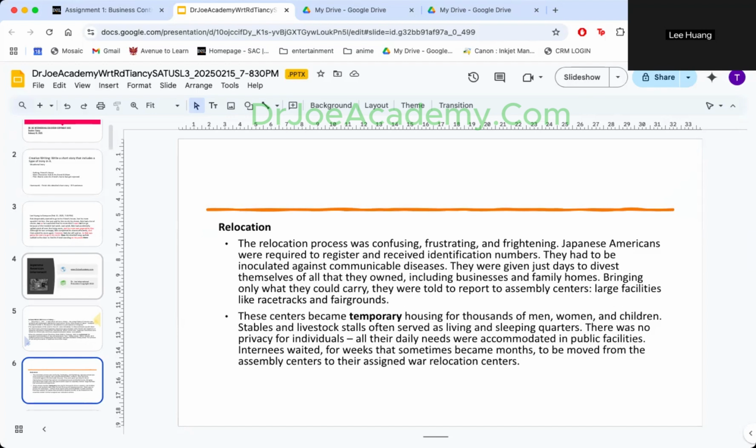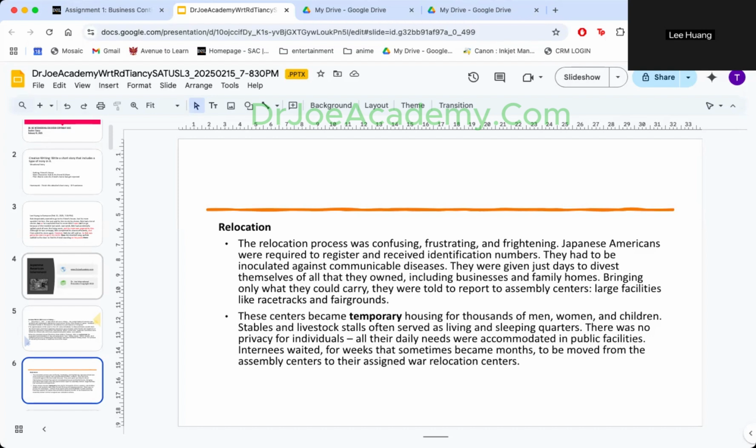The relocation process was confusing, frustrating, and frightening. Japanese Americans were required to register and received identification numbers. They had to be inoculated against communicable diseases. They were given just days to divest themselves of all that they owned, including businesses and family homes. Bringing in only what they could carry, they were told to report to assembly centers, large facilities like racetracks and fairgrounds. These centers became temporary housing for thousands of men, women, and children.